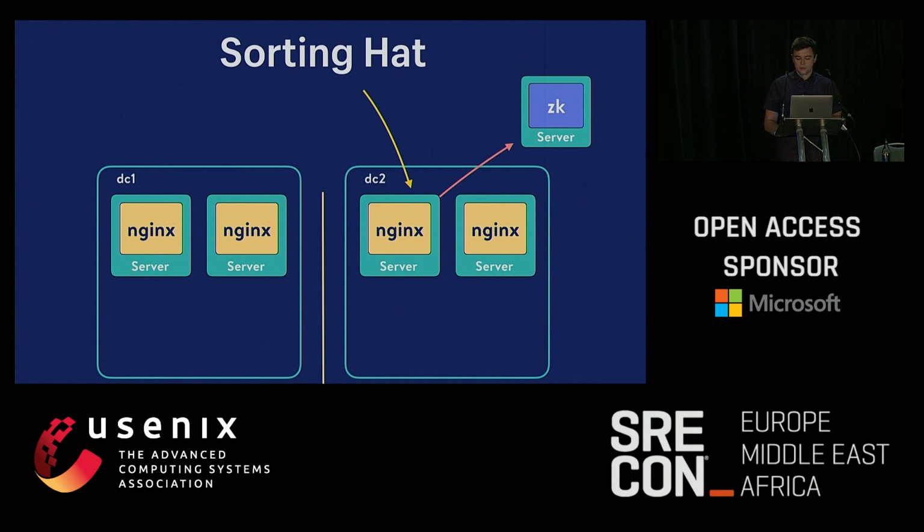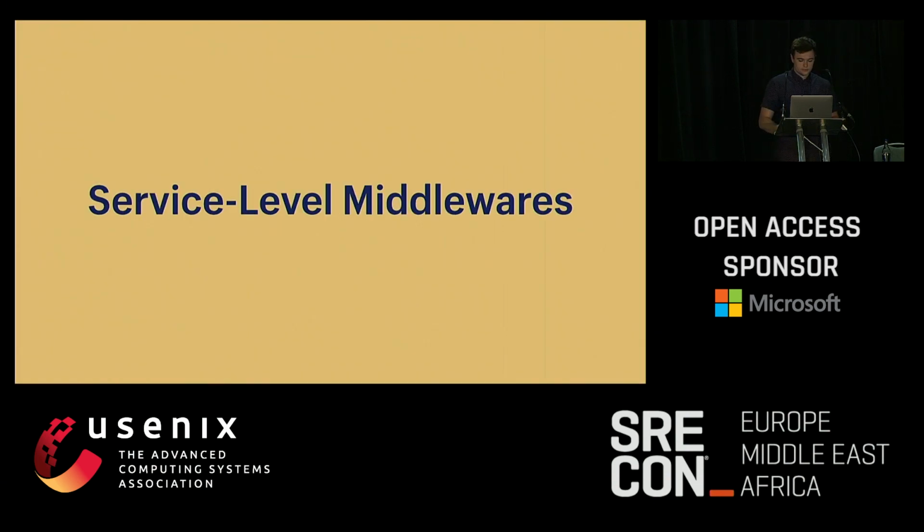So in this example, Zookeeper responds saying that the request actually belongs to the first data center. So Nginx will redirect that request back into the first data center. Sorting Hat will run again. And this time, Sorting Hat will say, yep, this request belongs to this shard, so it'll let the request pass through.